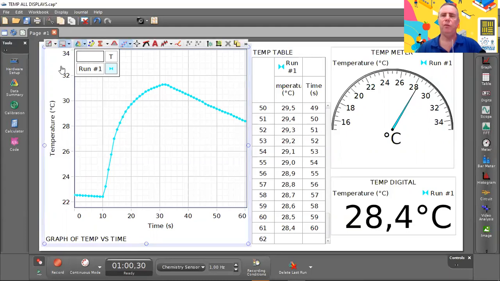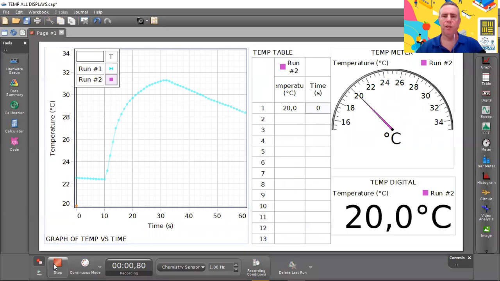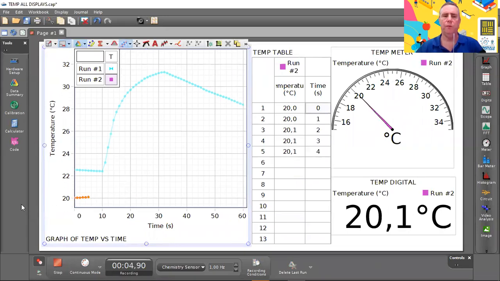Now, let's do the experiment again, but this time, let's try to record a faster rate of reaction. So instead of just heating it up with my hand, I'm going to use some hot water and some cold water. So let's start a new set of readings. And once again, the temperature's gone back to about 20 degrees. You can see on the graph, the blue graph there is the old one.